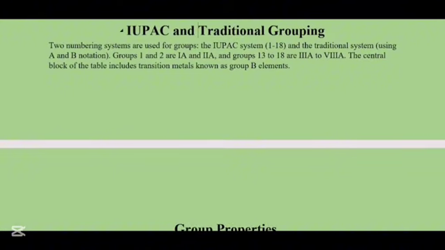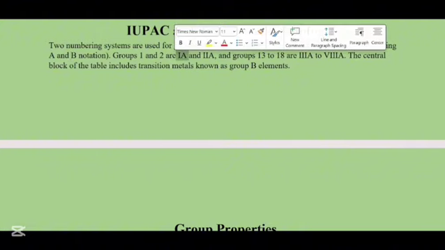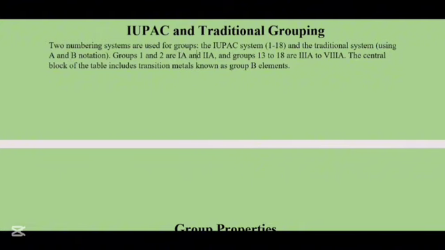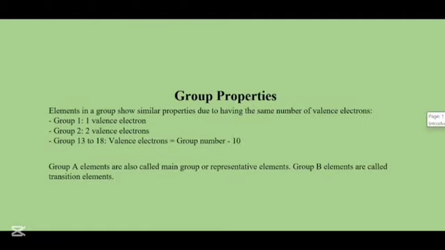IUPAC and traditional grouping. Two numbering systems are used for groups, the IUPAC system and the traditional system, which uses A and B notation. Groups 1 and 2 are known as 1A and 2A, and groups 13 to 18 are 3A to 8A respectively. The central block of the table includes transition metals. They are known as group B elements.